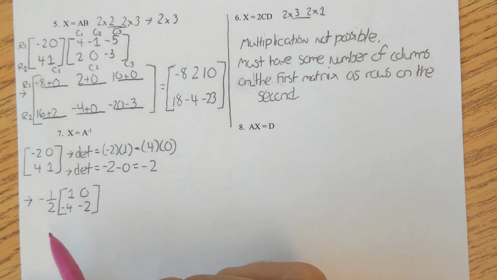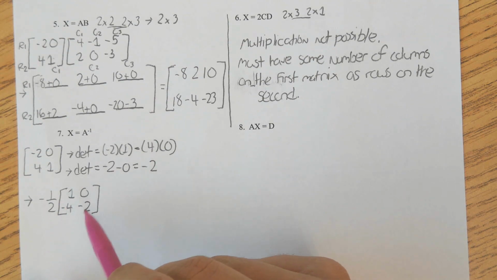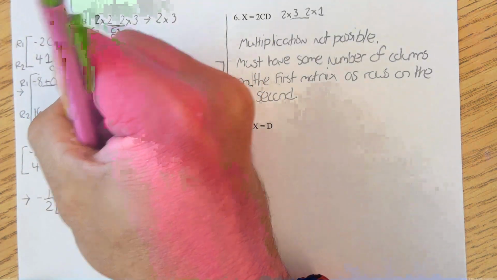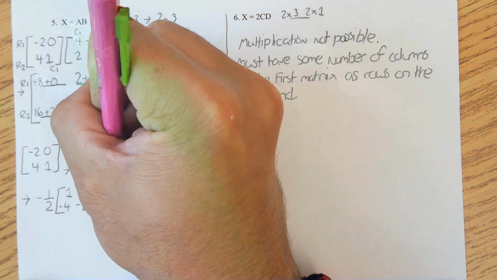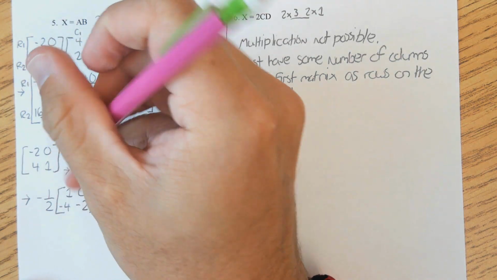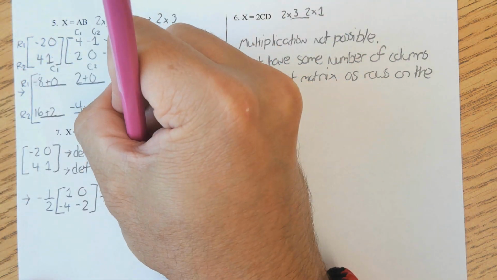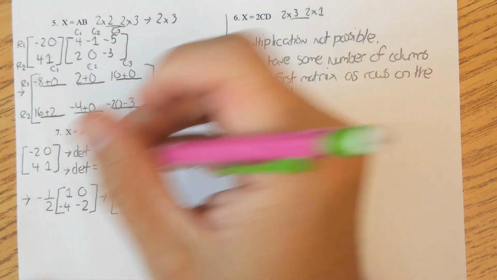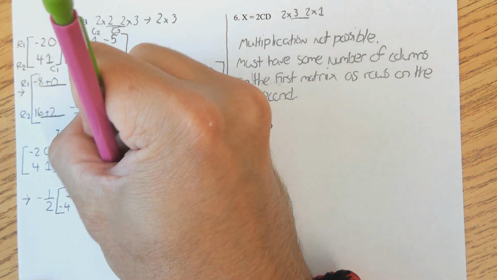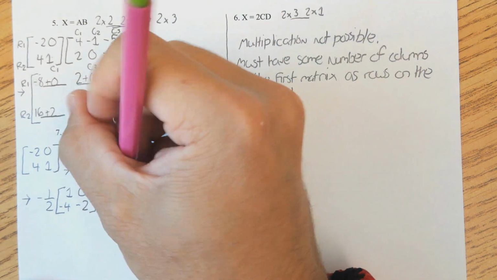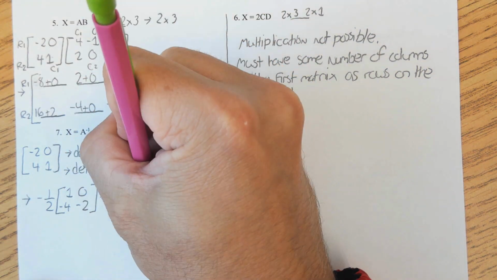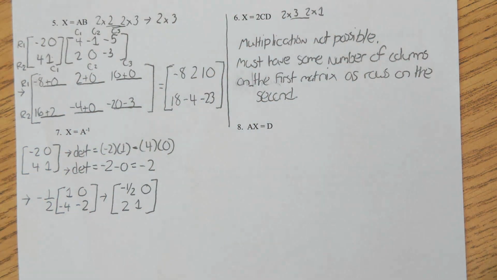And now all I do is multiply negative 1/2 by all 4 of these elements here, and I'm going to get this. So negative 1/2 times 1 is a negative 1/2. Negative 1/2 times 0 is 0. Negative 1/2 times a negative 4 is a positive 2. Negative 1/2 times a negative 2 is a positive 1. And there we go. That is our final answer.